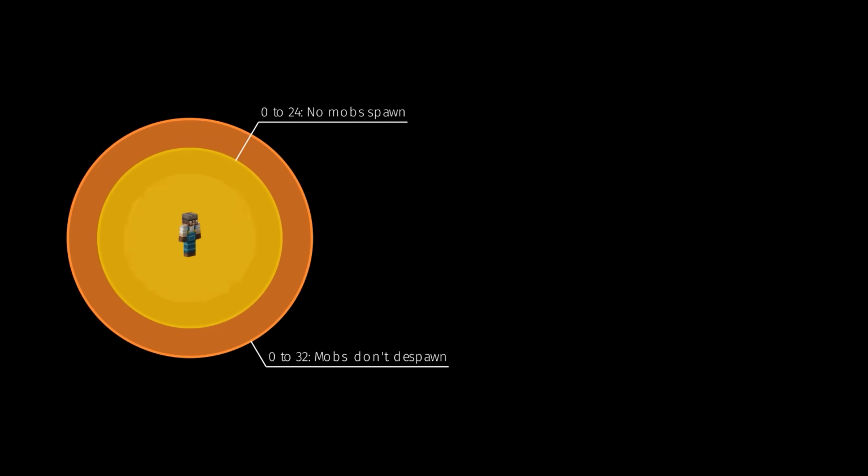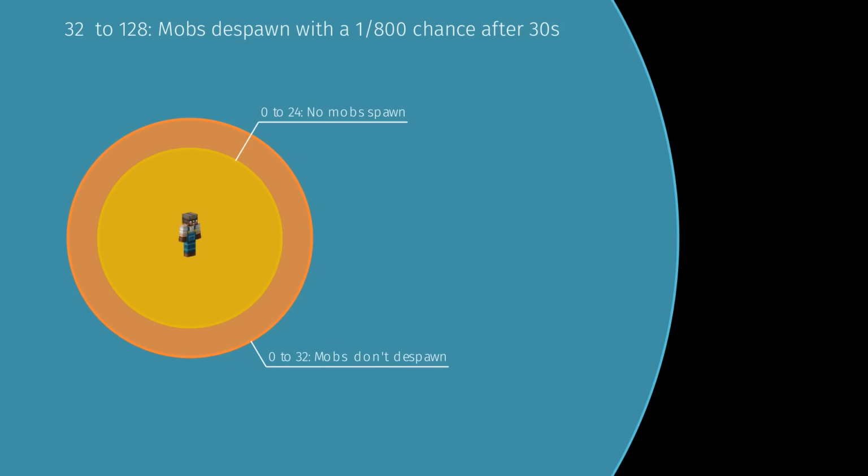If a mob has been more than 32 blocks away from a player for 30 seconds or more, it has a 1 in 800 chance of despawning every game tick. At over 128 blocks away, mobs will despawn immediately. This does not apply to animals or special mobs like villagers.